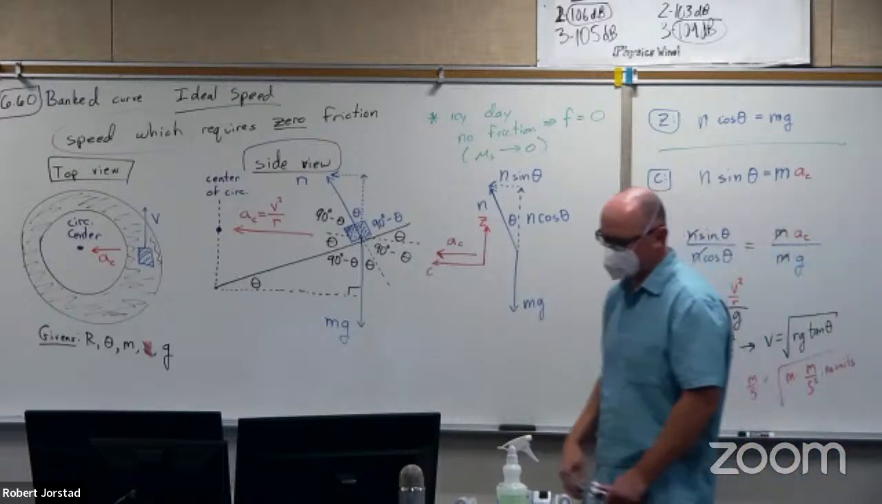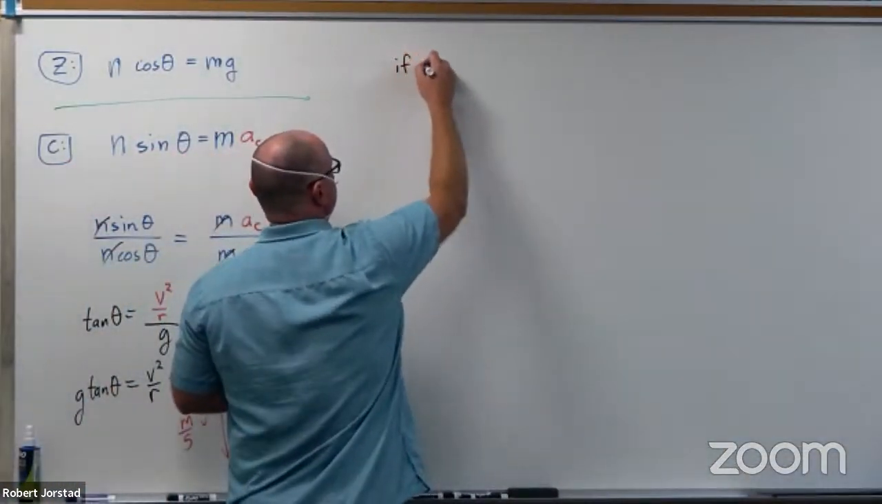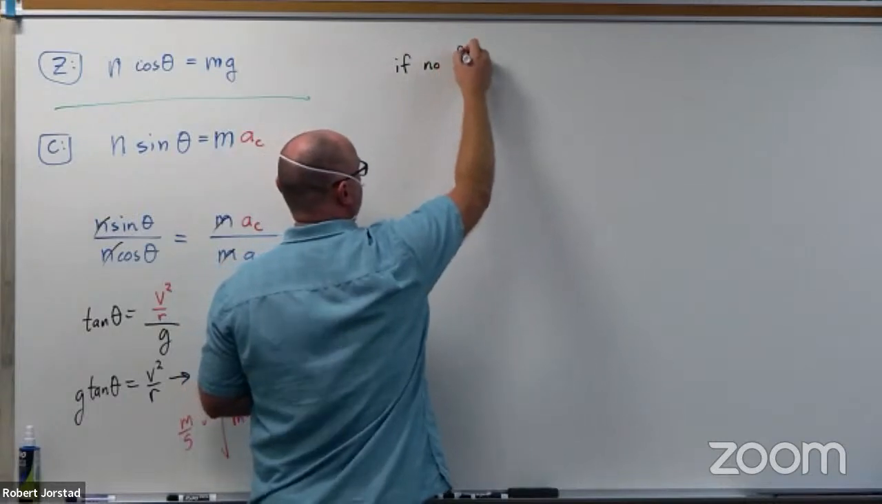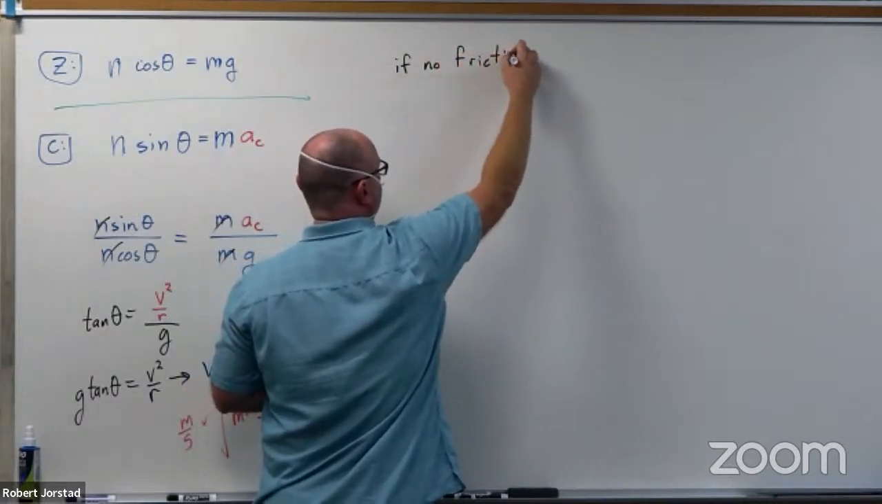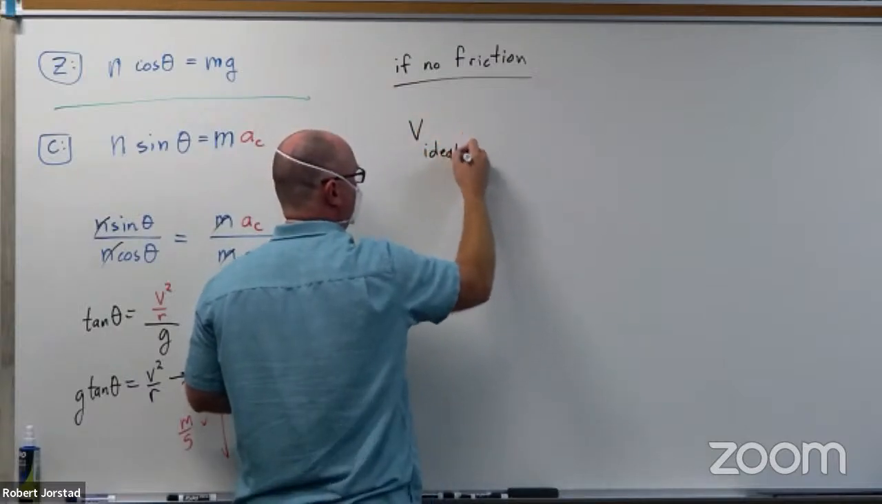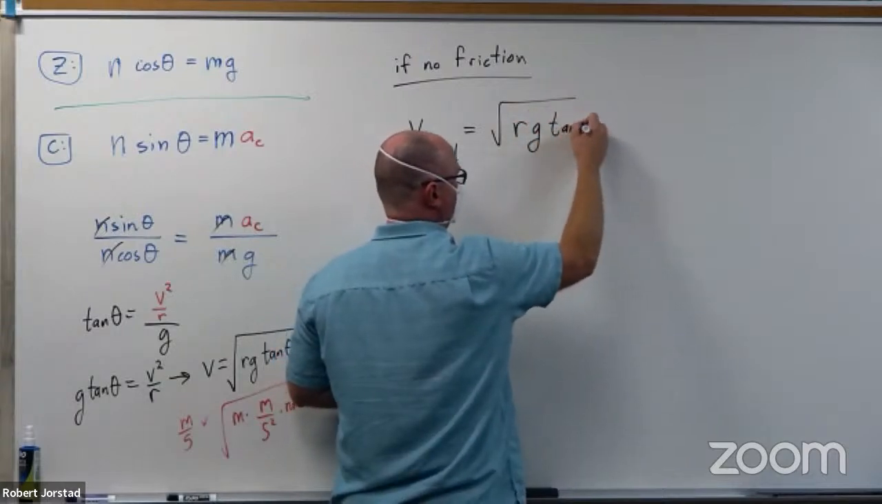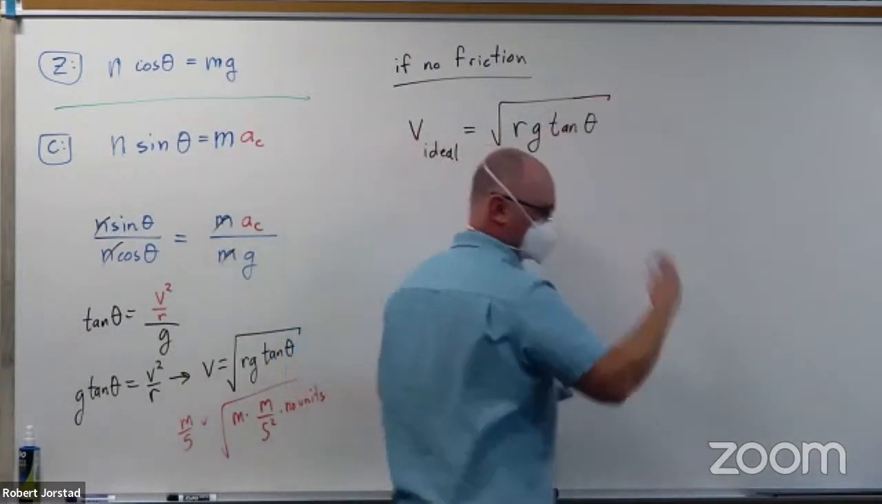Now, just so I can keep working here, I'm going to go over here. So I want to emphasize this. If this whole problem was predicated on no friction, the ideal speed is equal to the square root of R G tangent theta. And I don't care about capital or lowercase r for this problem.